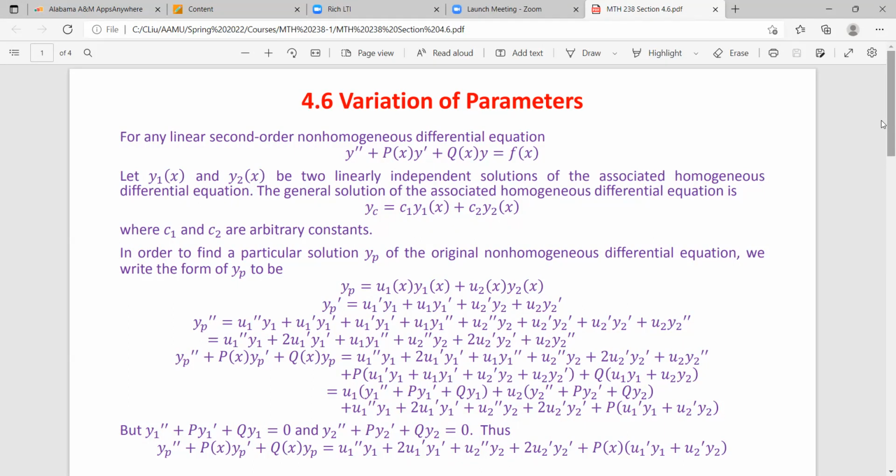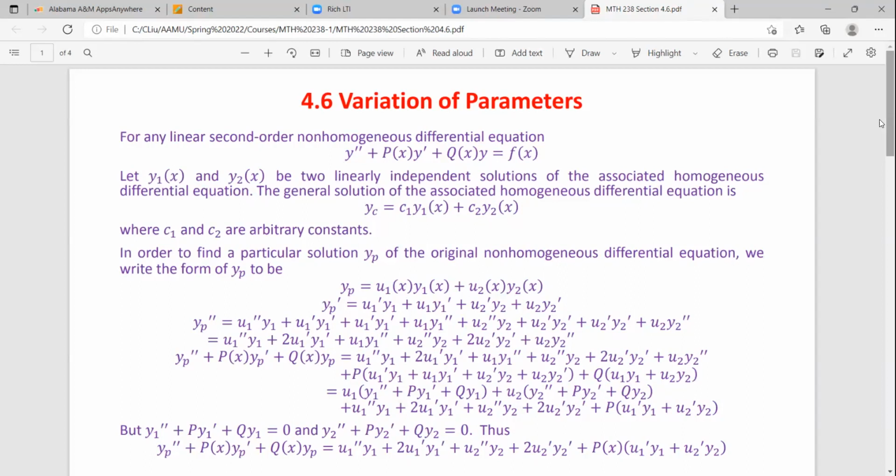Let's just start from the homogeneous equation first, okay? So suppose we have a linear second order non-homogeneous differential equation to solve, y double prime plus p y prime plus q y equals f. And suppose y1 and y2 are two linearly independent solutions of the associated homogeneous differential equation.